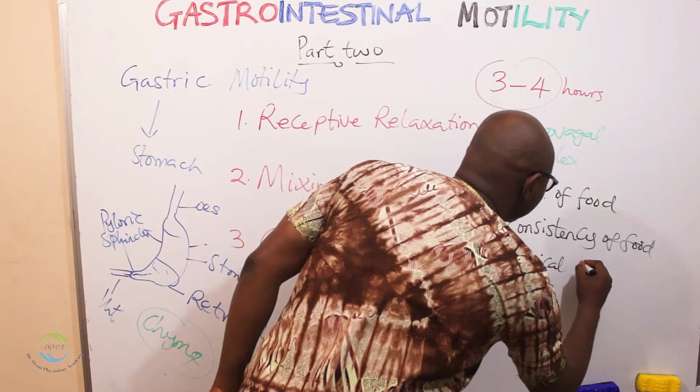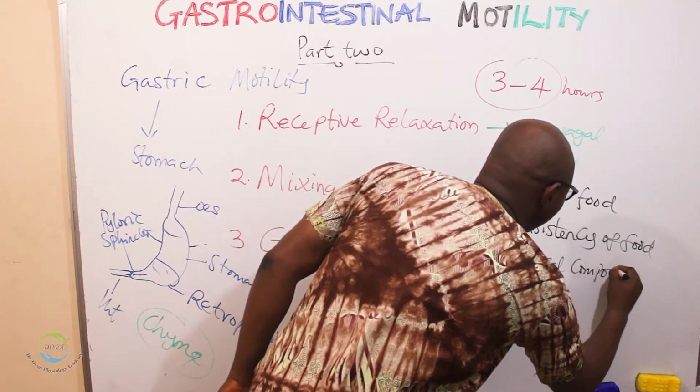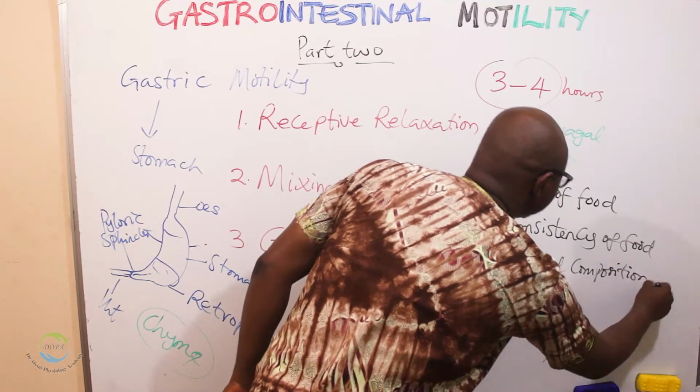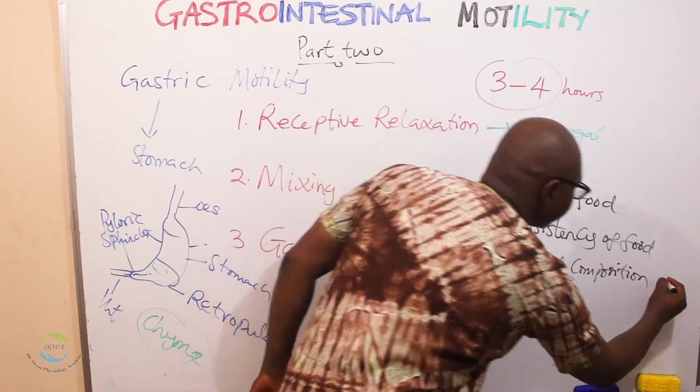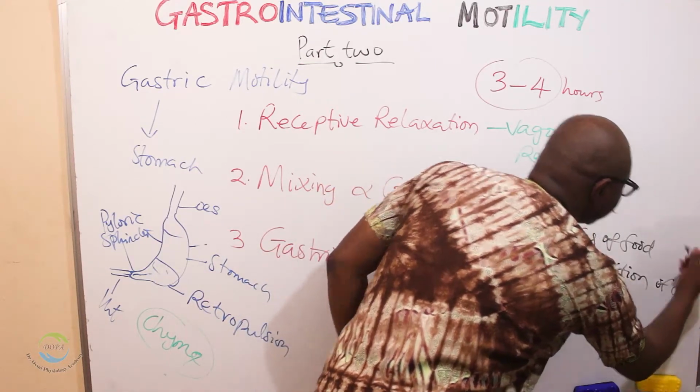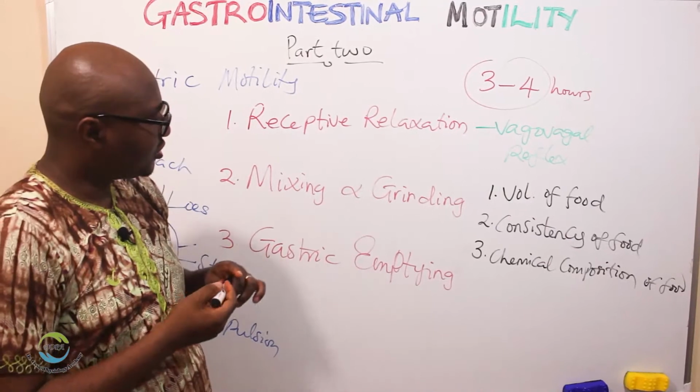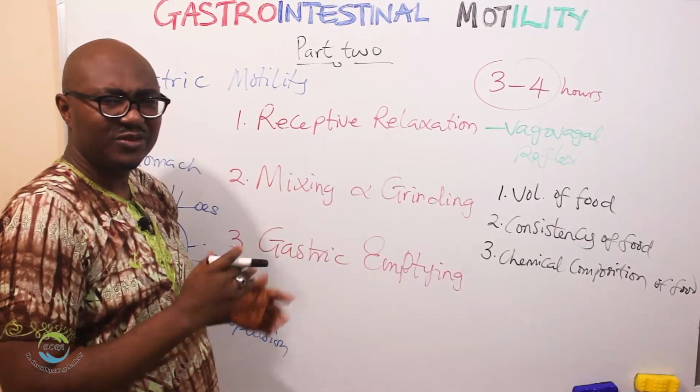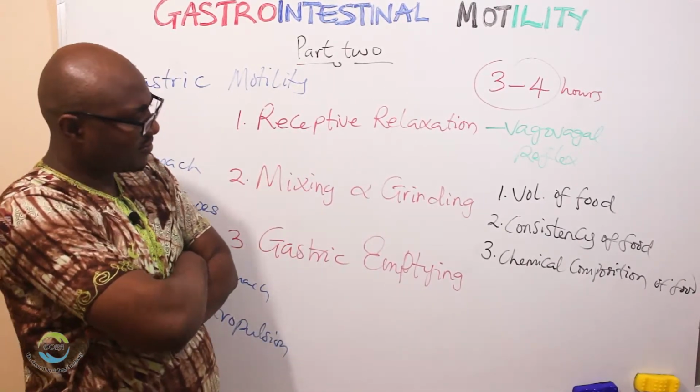Chemical composition of food. So what do we mean by the chemical composition? How does it affect the rate of gastric emptying? Let's think about it for a moment.